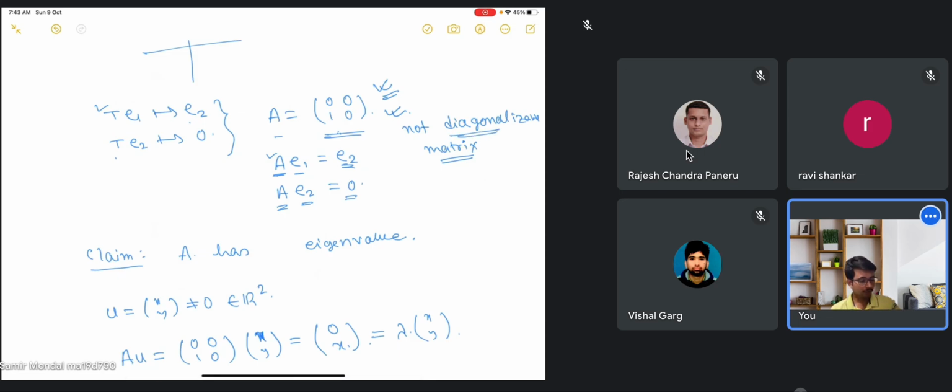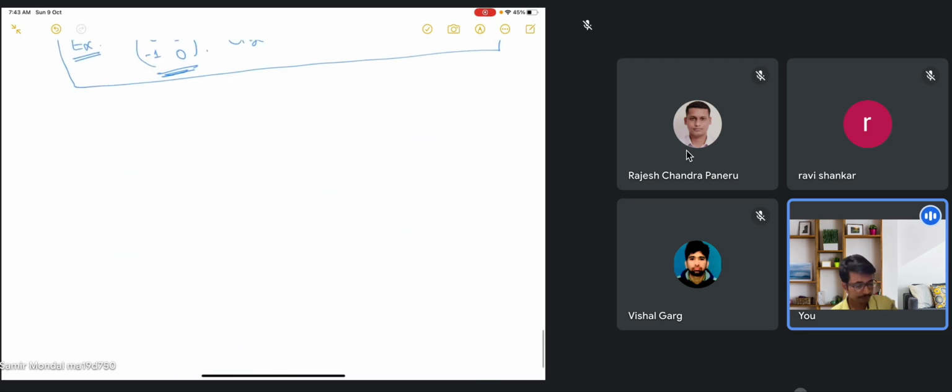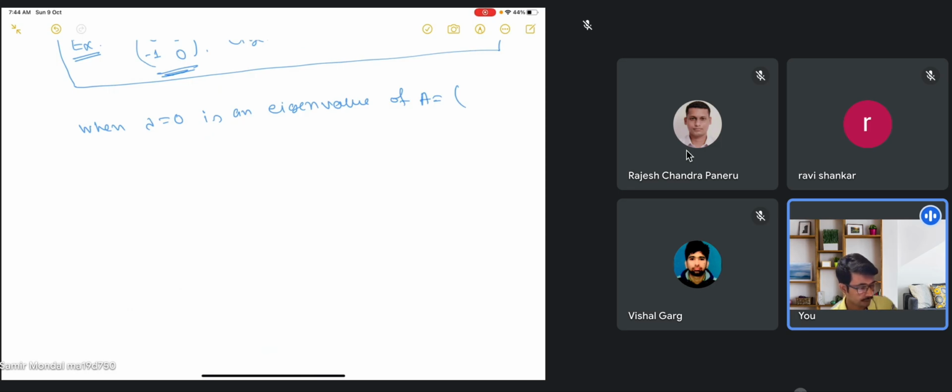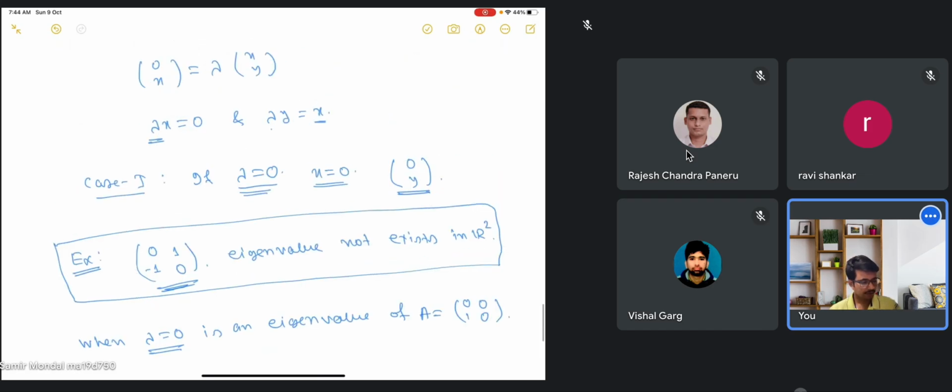Okay, how can we prove it? Here we are observing that both eigenvalues are 0. So when lambda equal to 0 is an eigenvalue of A, yes, Vishal is correct, it is a non-zero nilpotent matrix. And you can check with the definition. Suppose lambda equal to 0 is an eigenvalue of A, then we can find the eigenvector. What is the eigenvector? This one only.